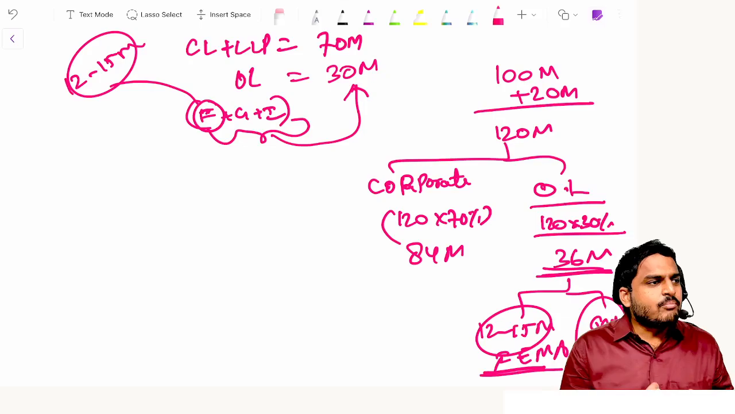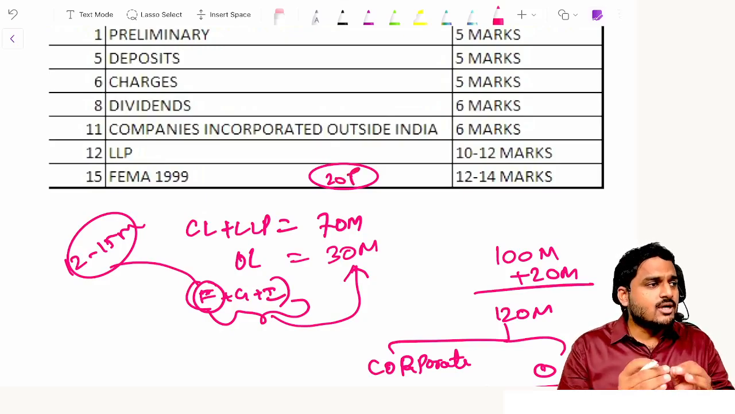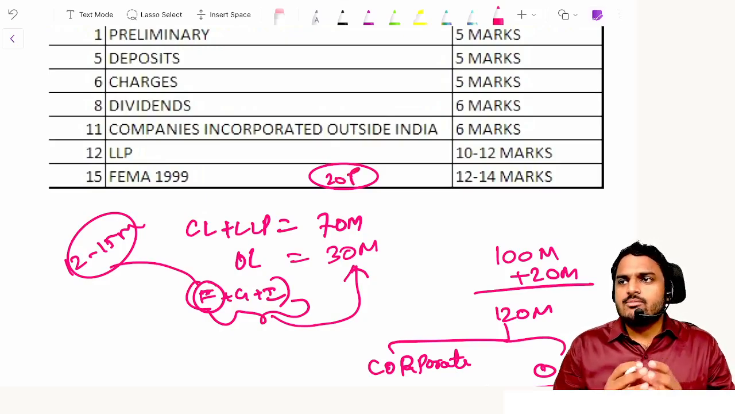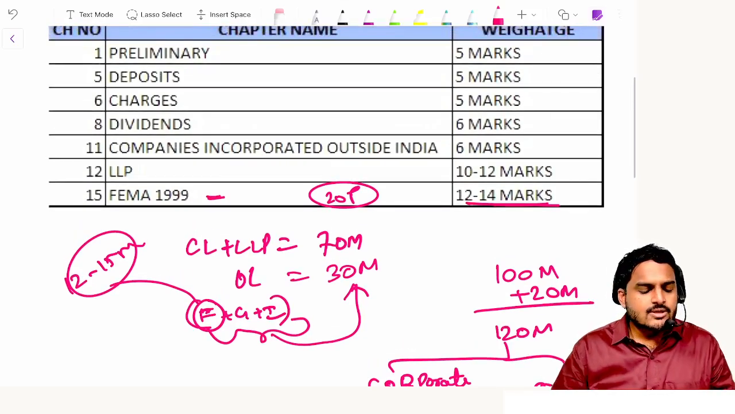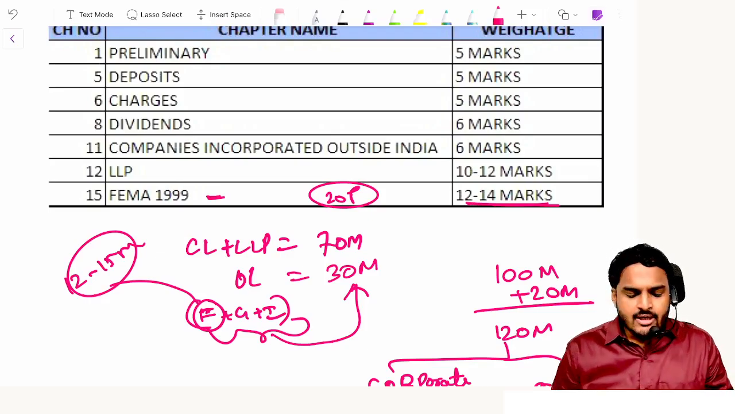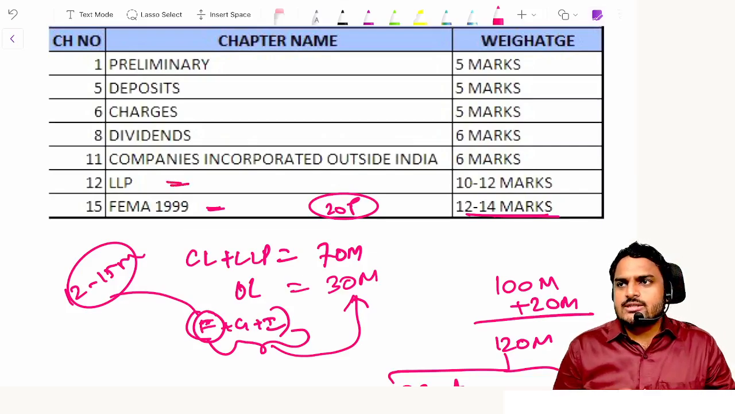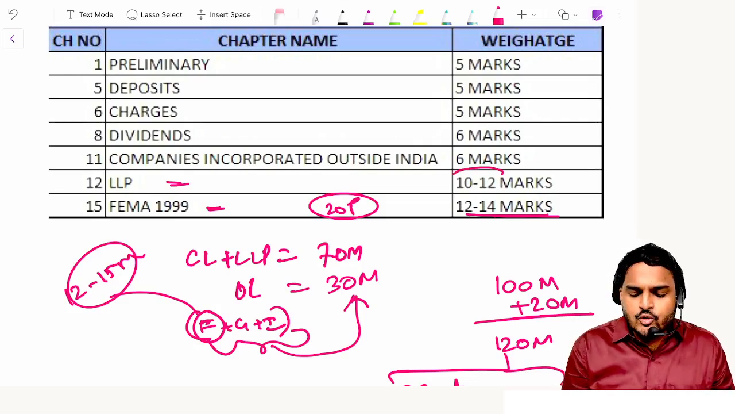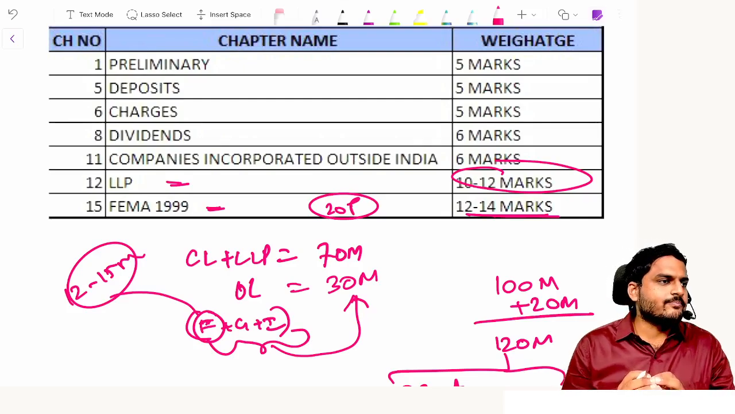And from content point of view also, FEMA is having a less number of pages. It is just a 20 pages document. You can check our material which is available on the website. So FEMA, you can expect 12 to 14 marks. With the minimum time investment, you can get maximum marks. And similarly, LLP is also a smallest chapter. And if you look at the weightage, minimum 12 marks you are getting.